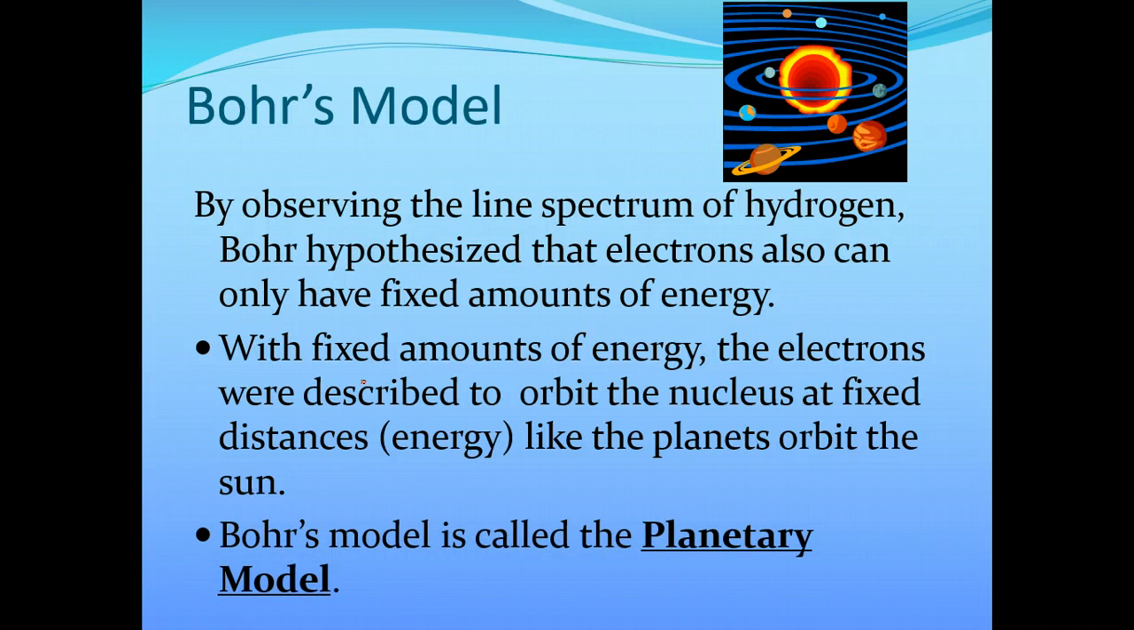We're going to call this the planetary model. And again, electrons, like the planets, orbit the sun in fixed paths. We can picture the electrons orbiting the nucleus in the same fashion, except, again, they're orbiting at fixed distances because they have a fixed energy. And so that amount of energy is what keeps them from slamming into the nucleus.